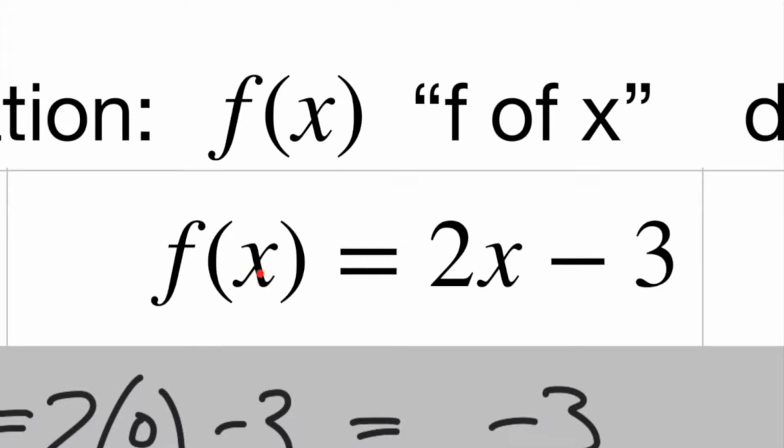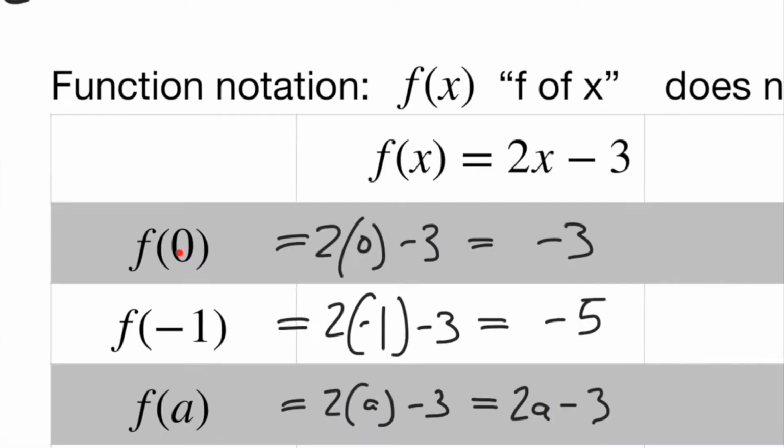You take the input, you multiply it by 2, and you subtract 3, like this. f of 0 is equal to 2 times 0 minus 3 equals -3.